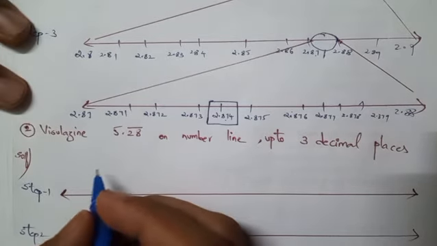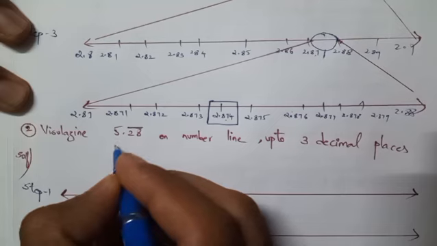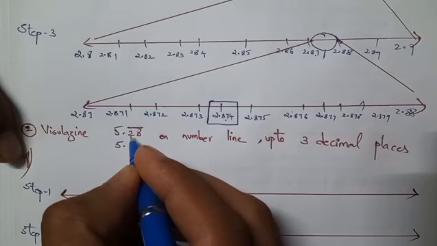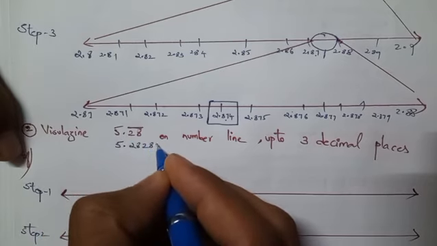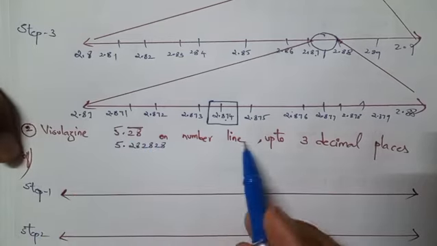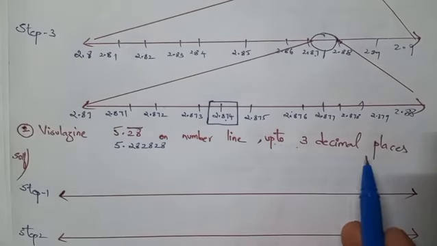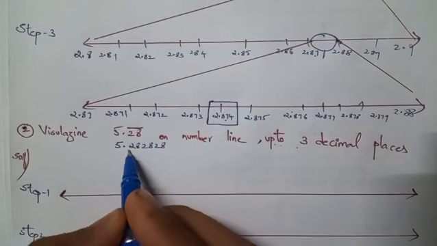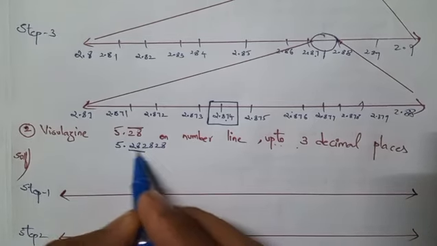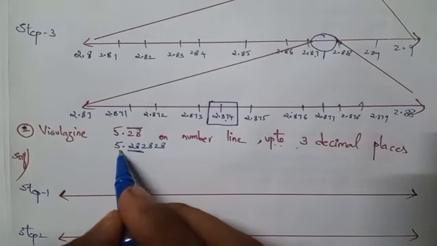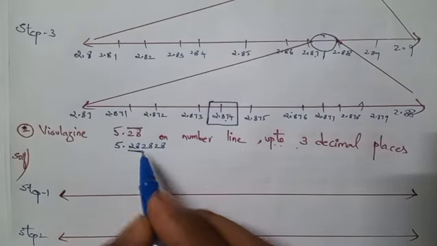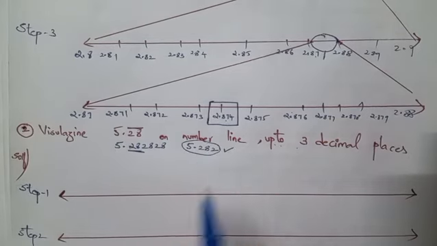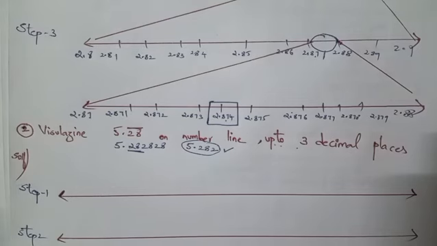5.28 bar. Bar on only 28 means it will come repeatedly, it will come multiple times: 5.28, 28, 28 and so on. But what you have to find? Up to 3 decimal places. Up to 3 decimal places means after the decimal there are 3 numbers. So you have to find 5.282. This is the number you have to find on the number line using successive magnification.